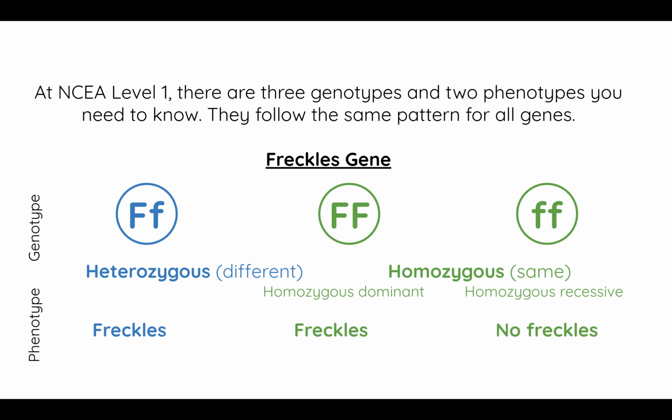So there are 3 different genotypes that you need to know and 2 different phenotypes you need to know at level 1. This is the last slide, so just hang in there. I know it's a lot of brain work. We're going to practice this heaps.